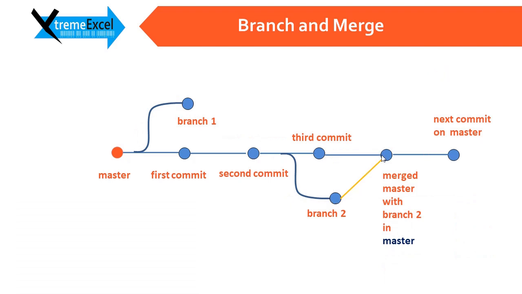As I was explaining that we could also merge the changes of branch 2 on the master, that is also possible, but what we need to do is we just need to switch on to the master and do git merge branch 2, so that will merge all the changes on master rather than branch 2.